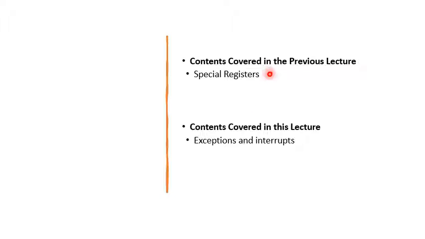In the previous lecture, I discussed special registers, that is the APSR, the program status register, then the interrupt mask registers, as well as the control register. So we have seen in brief how they are used in each case. In this lecture, I will be covering exceptions and interrupts.